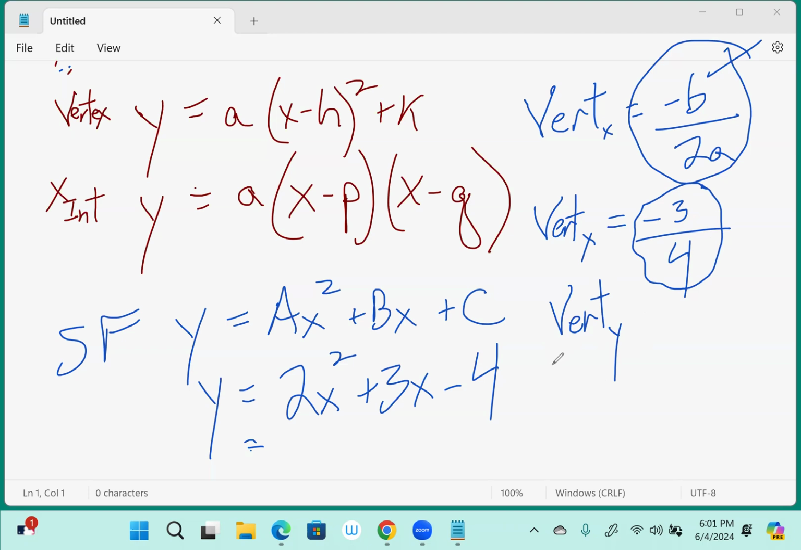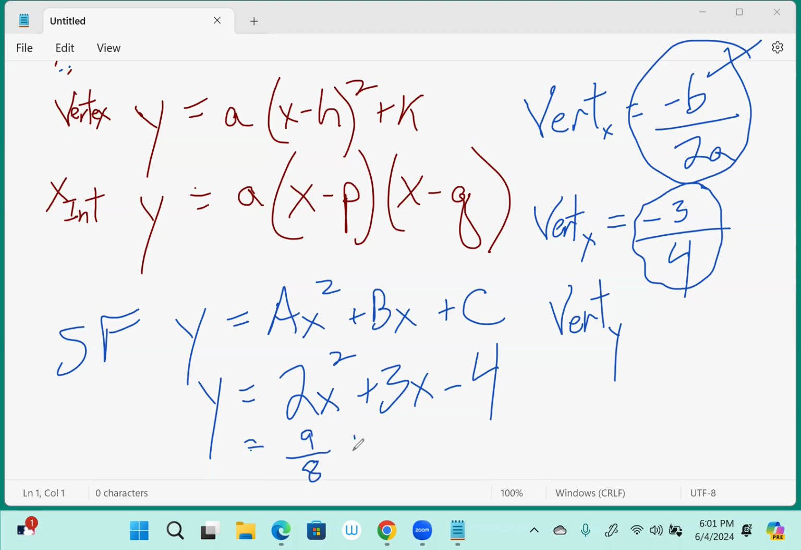My brain is blanking right now. Okay, if we square that, we get positive 9/16. I'm not sure why I just blanked on that. And then multiplying it by 2, we get 9/8. Not sure why I just blanked there.